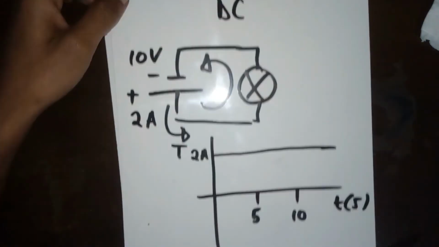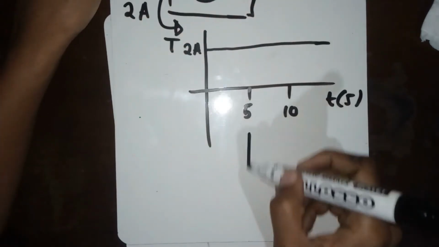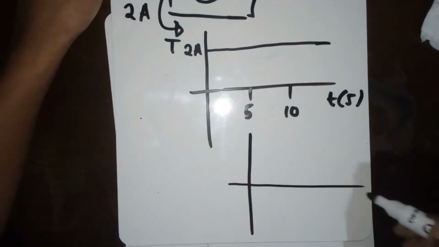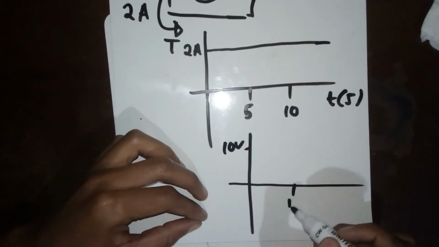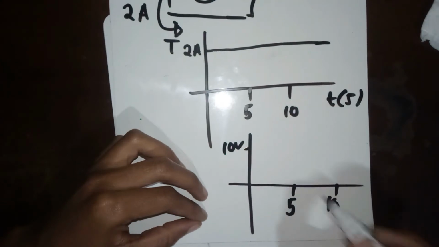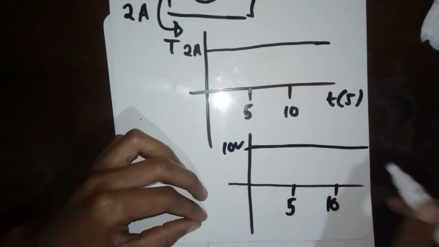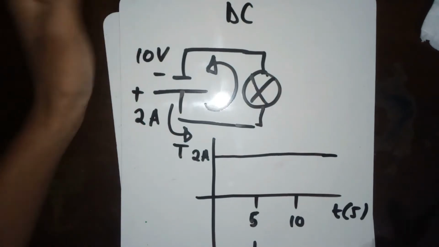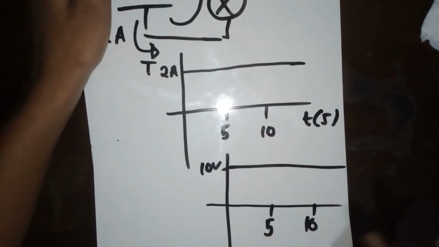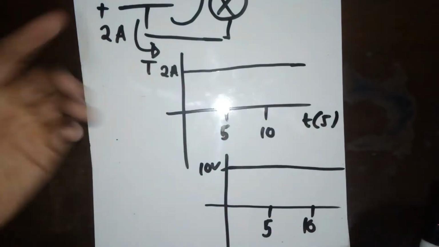The same thing could be said if we drew a plot of potential difference versus time. We said it's 10 V. After 5 seconds, 10 seconds, it would still be 10 volts. So that battery would still be supplying a value of about 10 volts. Okay, cool. So now, what about AC?